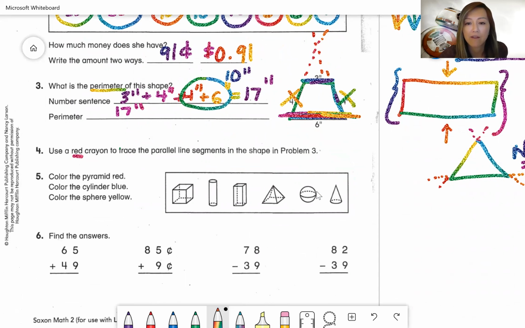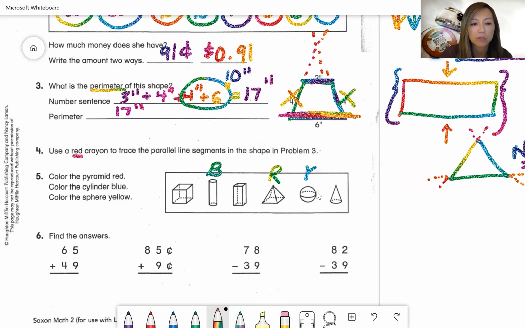All right, number 5, color the pyramid red, color the cylinder blue, and color the sphere yellow. Okay, we have our shapes here. So go ahead, pyramid, you guys should know this one. You're going to make sure this one is going to be red. You guys are going to fill in the color. I am not going to. On your homework side B, you will have to, okay? Color the cylinder blue. We have one cylinder here. It's this guy right here, the one that looks like a toilet paper towel holder, right, when it's empty. Color the sphere yellow, okay? The sphere is this one here, so you're going to color this one yellow, all right?